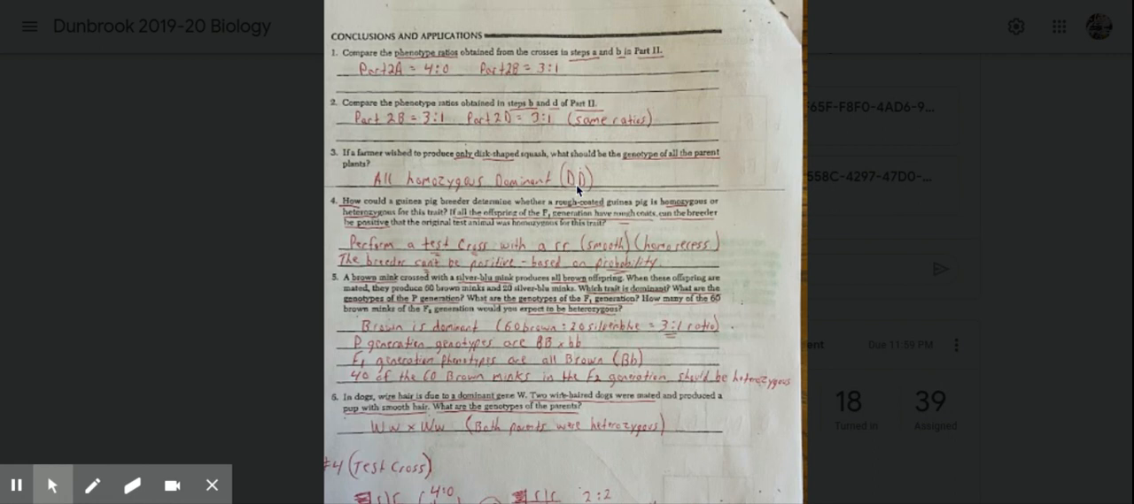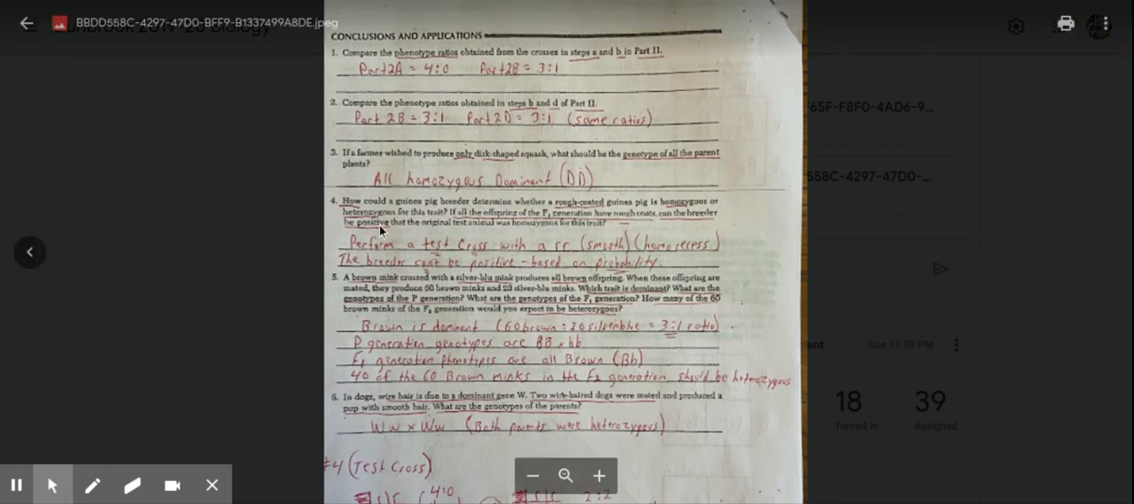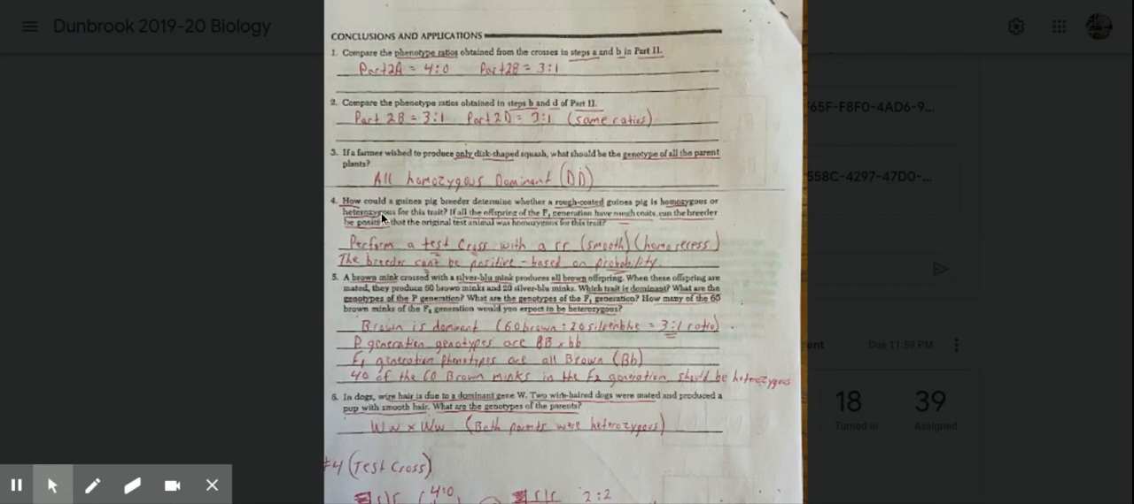All right, number 4. How could a guinea pig breeder determine whether a rough-coated guinea pig is homozygous or heterozygous? Well, here we go again with this test cross business. We want to know, how can we determine an unknown parent's genotype when we only know that he has a dominant phenotype, rough-coated with dominant? And again, what you want to do is perform a test cross, just like we just did, with a little r, a homozygous recessive, smooth.